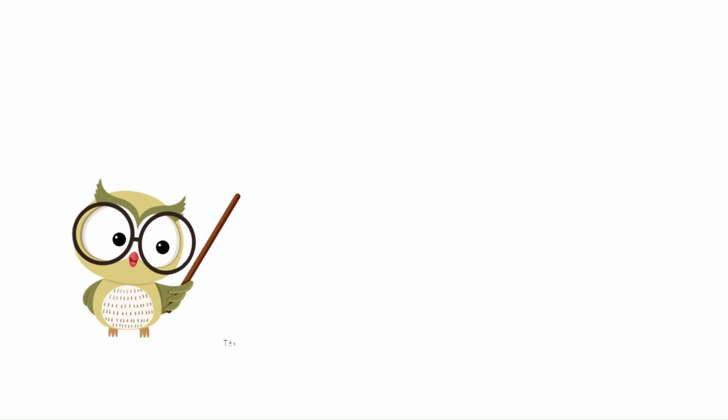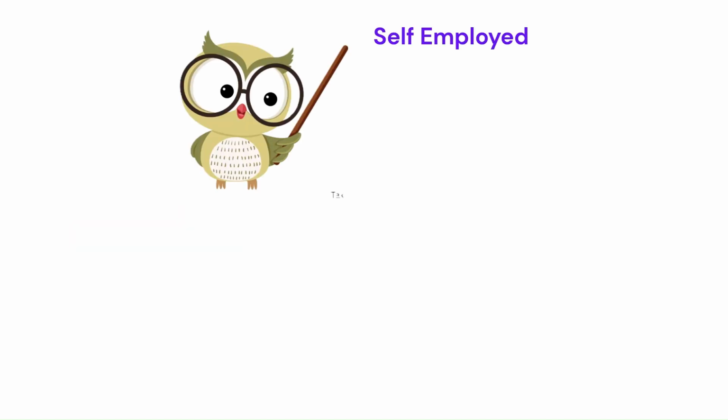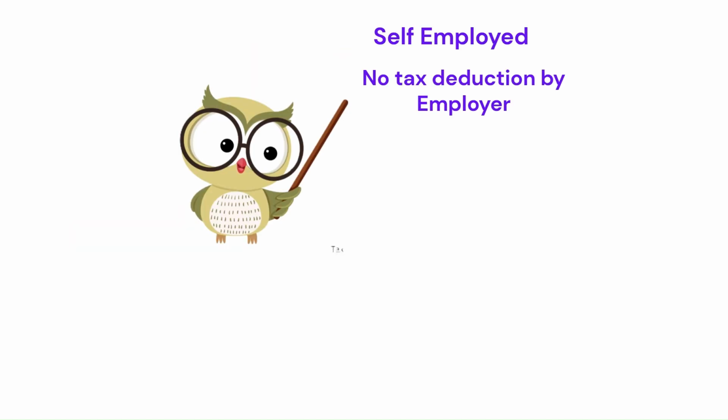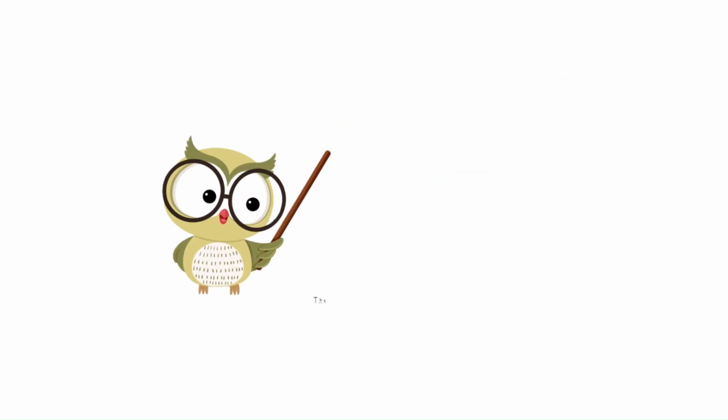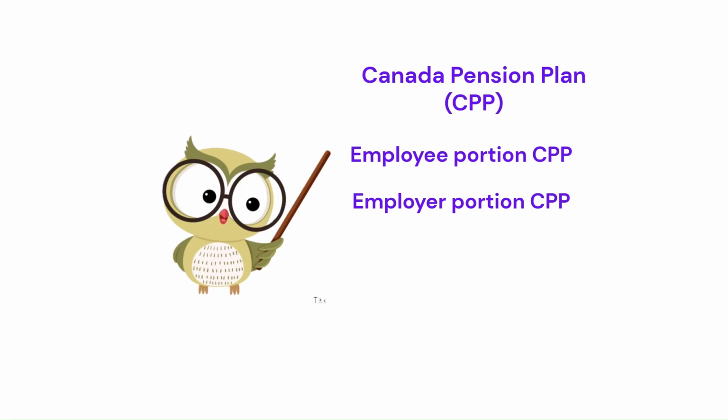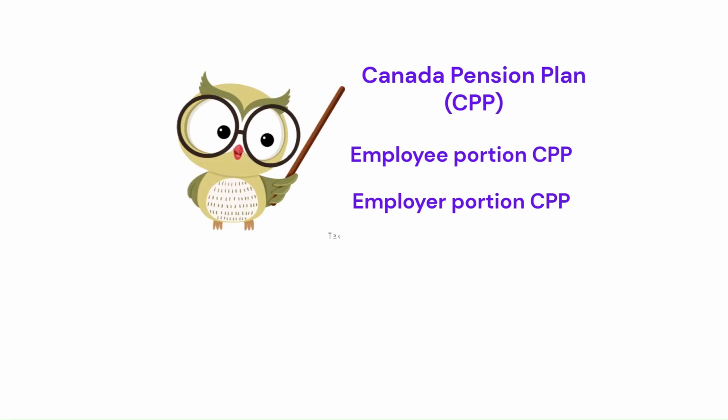Now here's the twist. Because you are self-employed, there's no employer deducting taxes or Canada Pension Plan contributions for you, which means you have to cover both the employee and employer share of Canada Pension Plan. This contribution is mandatory in Canada, so there is no way out.